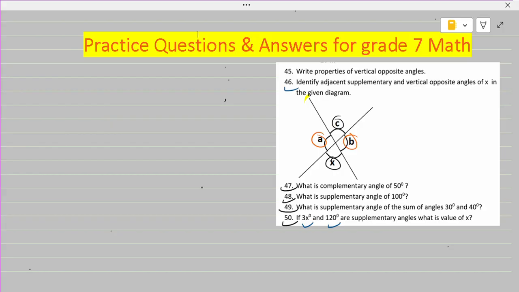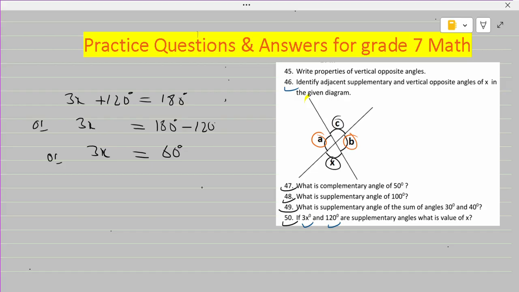So here, as these are supplementary, I'll make this clear first. So 3x and 120 are given as supplementary, so it's obvious that their sum is 180 degrees. And now to solve for x, this 120 we need to send to the other side, the right side. So the sign will change, it becomes minus 120, and 180 minus 120 gives us 60 degrees. And now this 3 is multiplied with x, so it will go down for dividing. So 60 by 3, when we cancel, we get 20, so the value of x is 20 degrees.